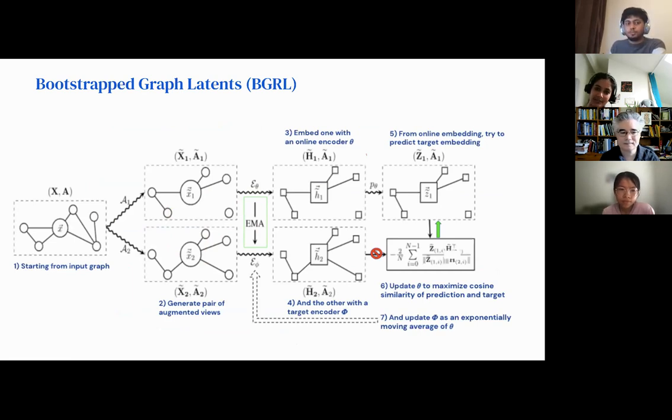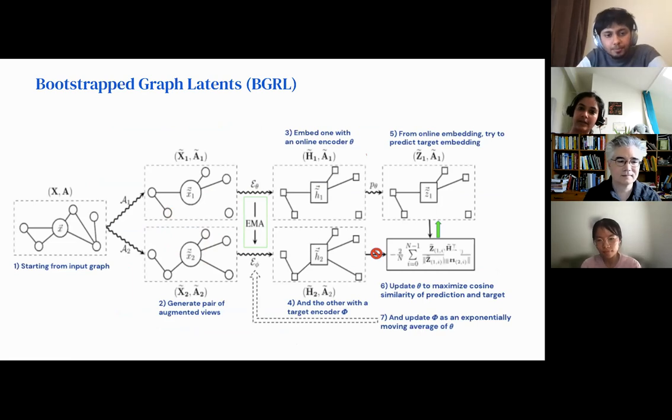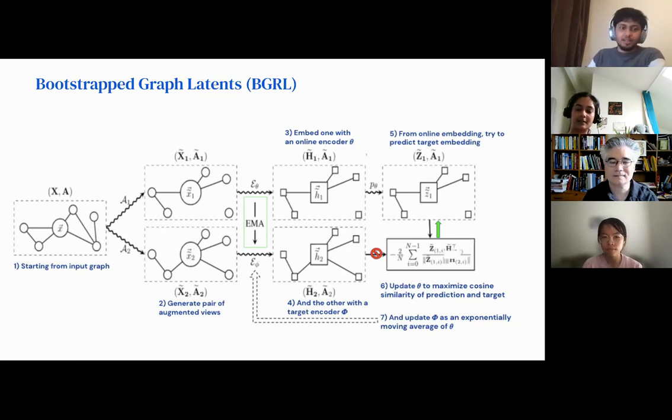I have a follow-up question on that. In the online network and the target network, do you do a combination of both the edge dropping as well as the node feature masking? Or do you say, okay, one augmentation is going to be just edge dropping, but the other is going to be node feature masking? Yeah, we do both in both. I see. Yeah, and this was actually important. I did try doing only one here and one here, and that didn't work super well. I see. Okay.